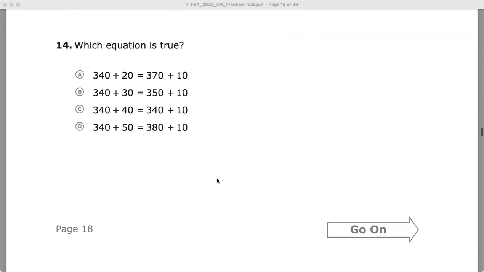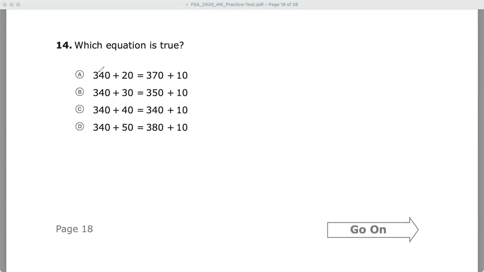Okay, which equation is true? So with these ones, there's only going to be one answer because it says which equation, it's singular. So only one answer. And we're looking for the equation on the left, the math sentence, the terms on the left have to equal the terms on the right.